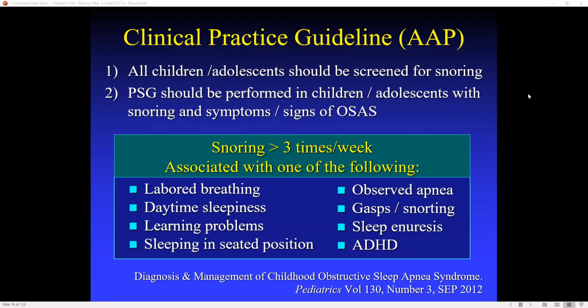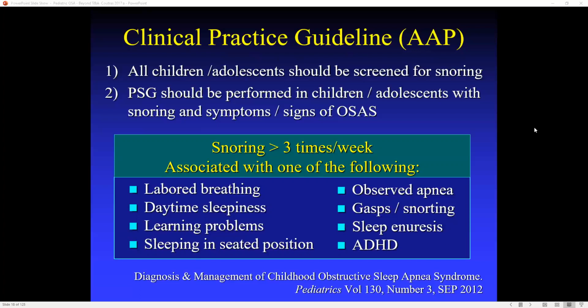Daytime sleepiness, more with teenagers, but you have to watch with teens sometimes because they won't go to sleep till 1 in the morning because they're dealing with their computer or their phone under the covers. Learning problems, observed apneas, and there can be pauses in breathing. Some parents will describe just pauses. Others will describe snorting or gasps, or even demo the sound to you. And then sleep enuresis. Again, we're talking secondary enuresis once they've been potty trained.